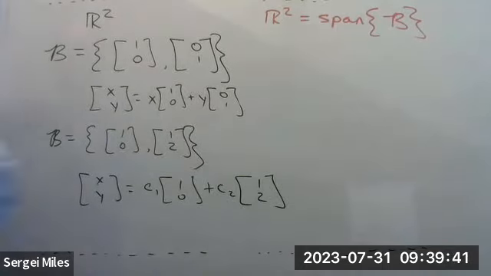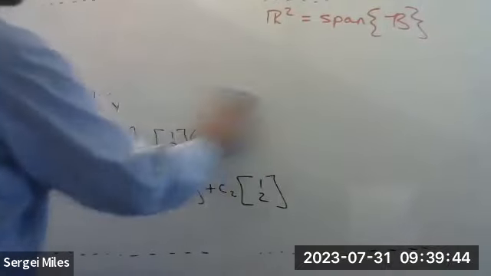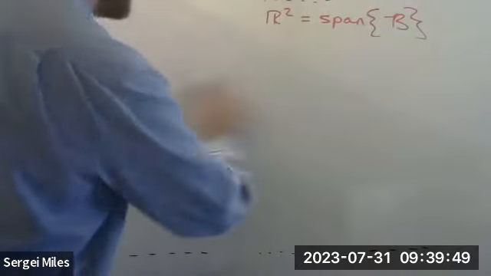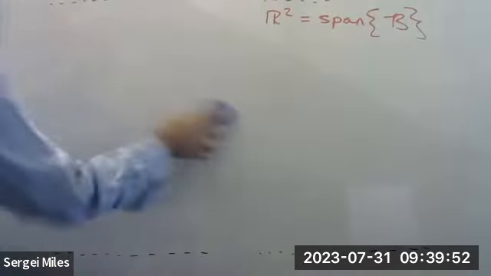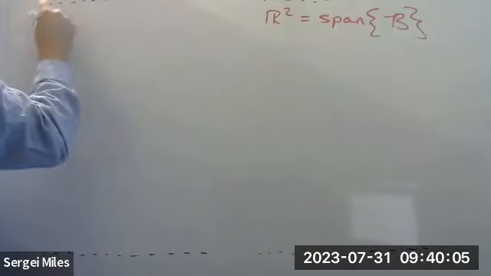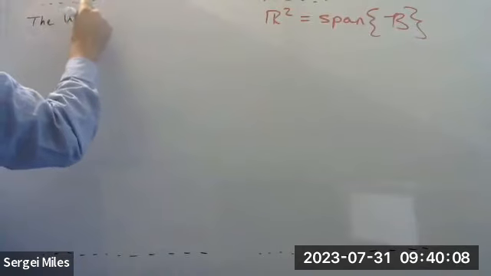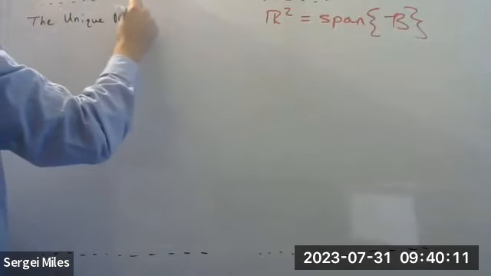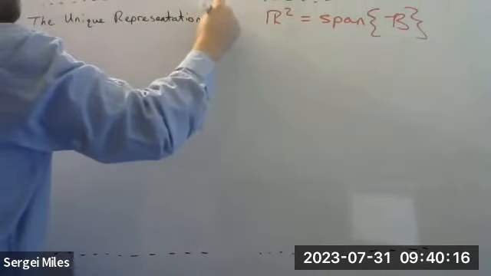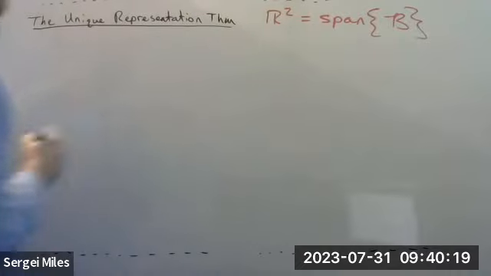Okay, so what's this theorem? Well, we already know, based on this fact, that when you have a basis, that means every vector can be written as a combination of the basis vectors. So that's exactly what this theorem says. This is called the unique representation theorem.